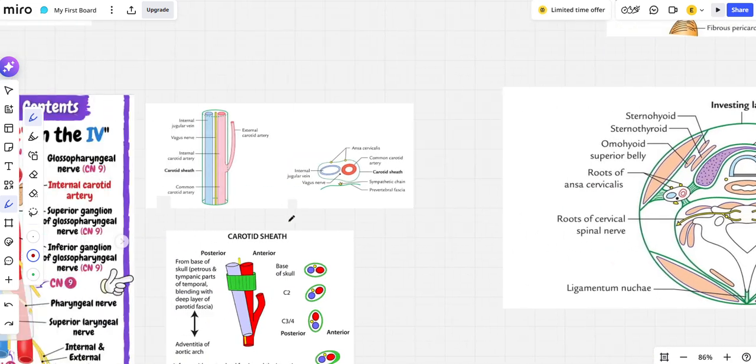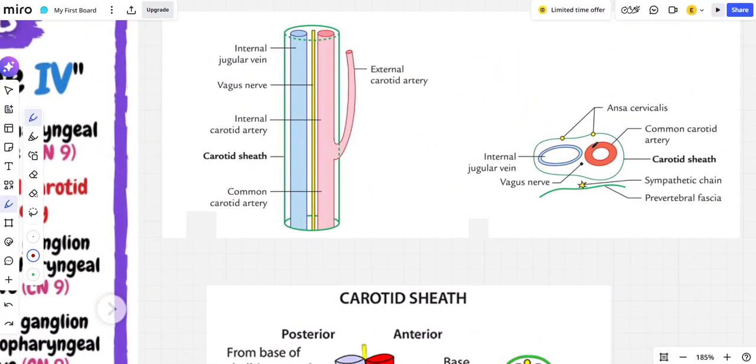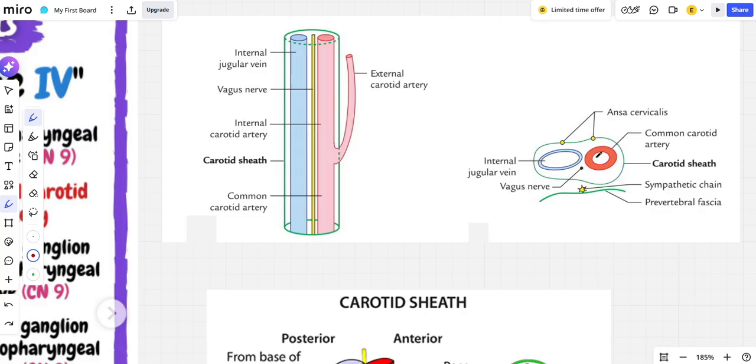I'll show you the carotid sheath here also. There's a very good picture here. Can you see this? So this is the carotid sheath, right? And this is the common carotid artery. This is the internal jugular vein. This is the vagus nerve, and the roots of the ansa cervicalis are just anterior to it, and the sympathetic chain is just posterior to it, right anterior to the prevertebral fascia. But the sympathetic chain is outside the prevertebral fascia. You can see that, right?